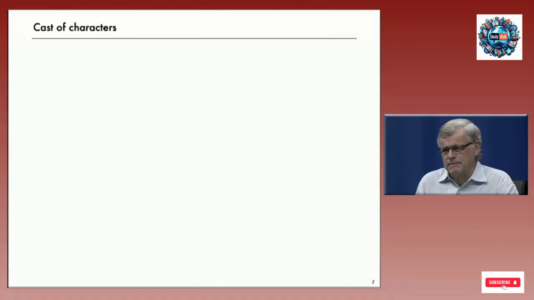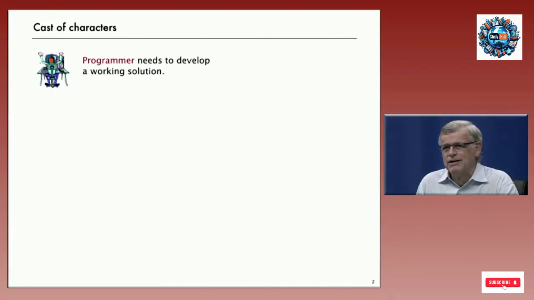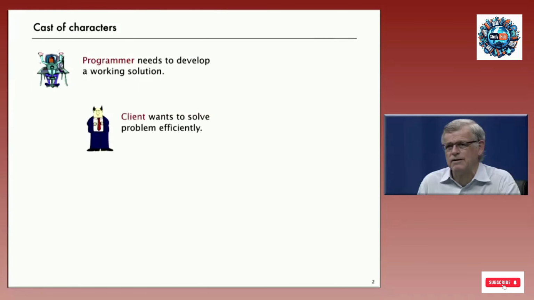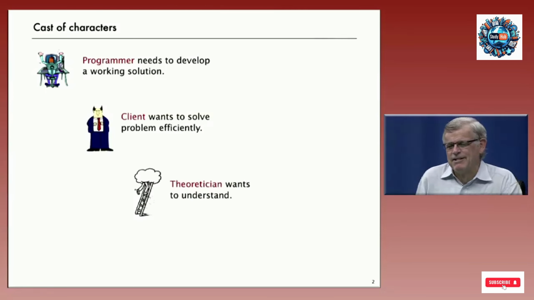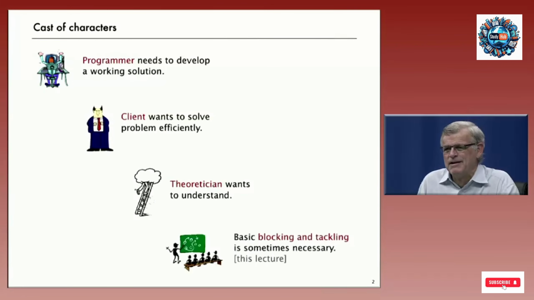So to put this all in perspective, we're going to think about these issues from the point of view of different types of characters. The first one is a programmer who needs to solve a problem and get it working and get it deployed. Second one is the client who wants to use whatever the program did to get the job done. Third one is a theoretician. That's somebody who really wants to understand what's going on.